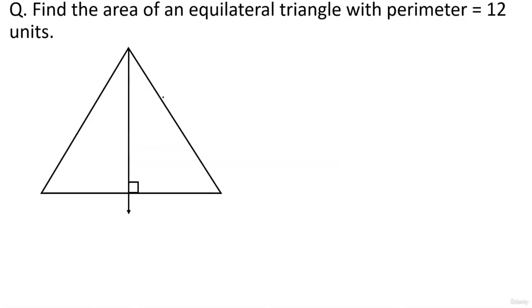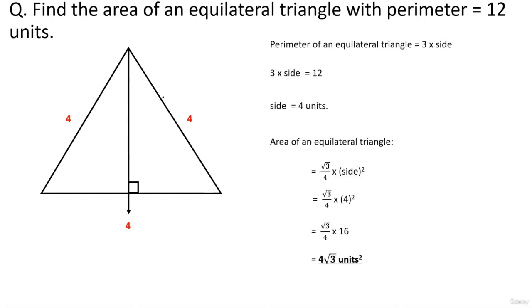Find the area of an equilateral triangle with perimeter equal to 12 units. Okay, guys, very simple. Perimeter 12 means what? All the sides are 4, 4 and 4. How did I get this? Perimeter is nothing but 3 into the side, right? For any equilateral triangle, guys, remember perimeter is 3 into the side. For any other triangle, it is the sum of the 3 sides. But in this case, all 3 sides are equal, so it is 3 into the side. So 3 into side is equal to 12, guys. So side is how much? 4 units.